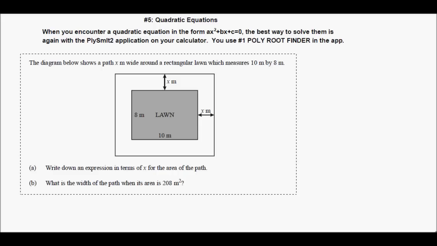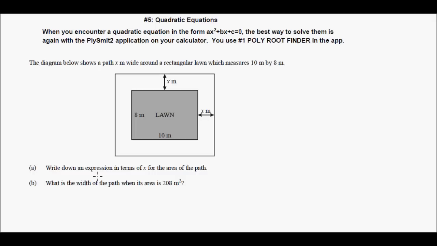All right, for the fifth part here, we're going to do some quadratic equations, which can be a little tricky. But again, when you encounter a quadratic equation in the form of ax squared plus bx plus c equals 0, the best way to solve them is, again, use the poly simultaneous application on your calculator. You use number 1, polyroot finder, in this case. Okay, so let's go ahead and do this.